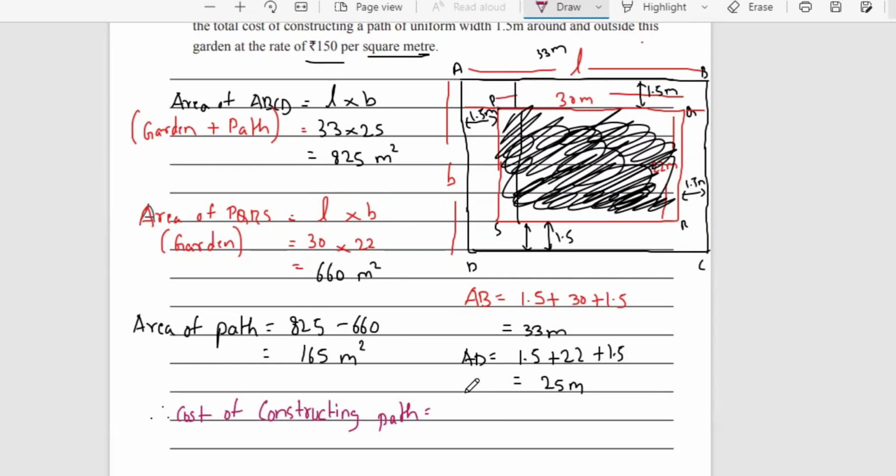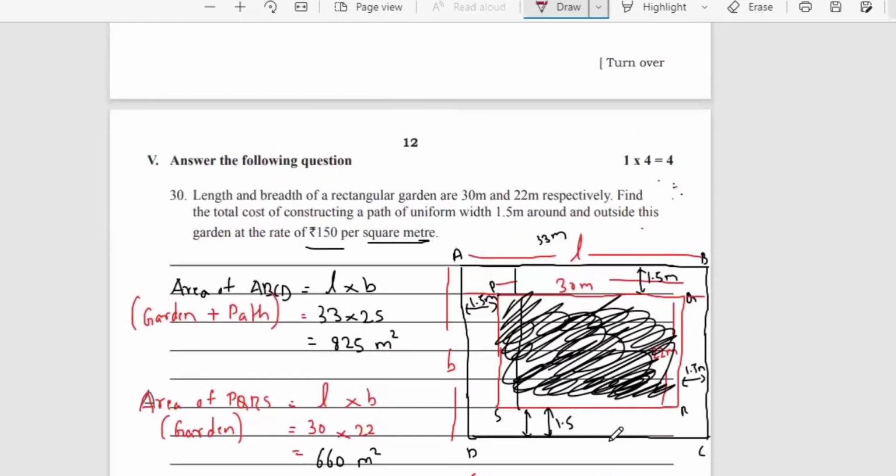Cost of constructing path. So we got the area, that is 165, and they give the cost for 1 meter square. How much do they give you? 150. So 165 into 150 will give the value as rupees 24,750. That is a very important problem. As you can see, they have given this question for 4 marks and it is very simple. Just a bit of calculation part, you should be perfect and familiar with the formula.